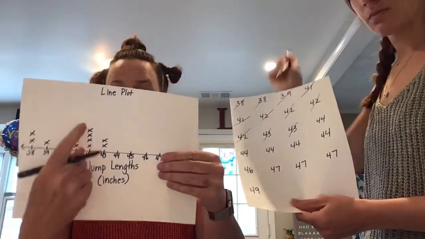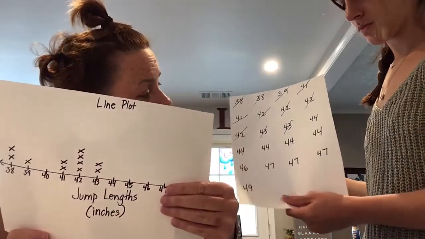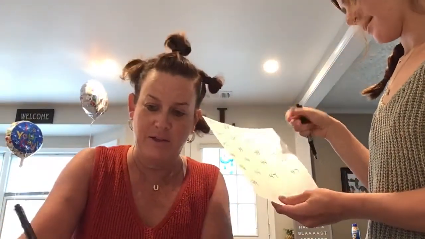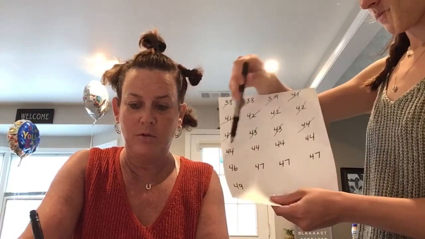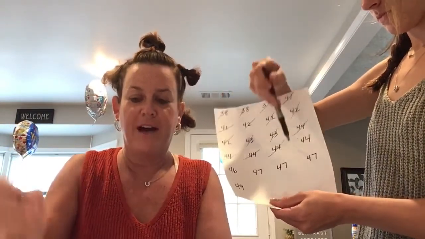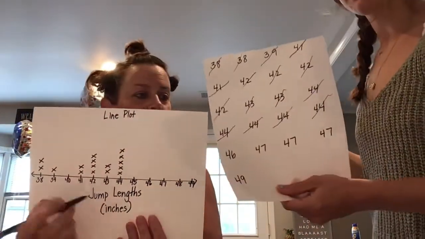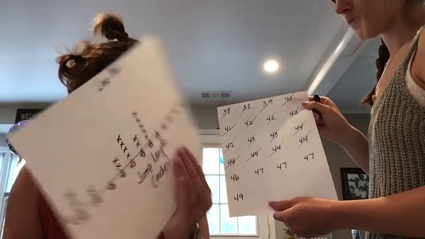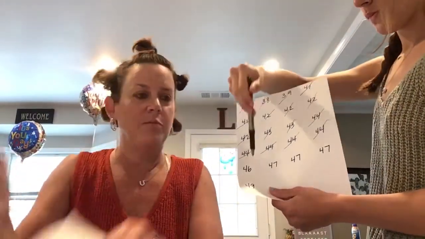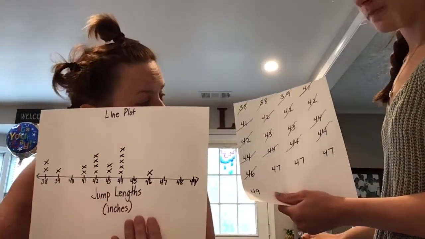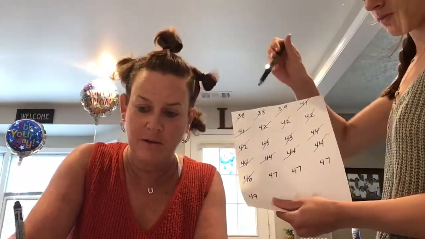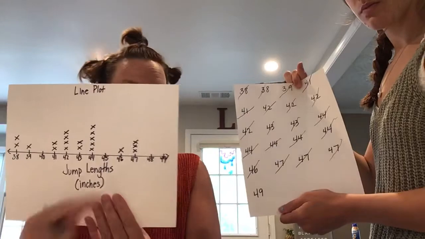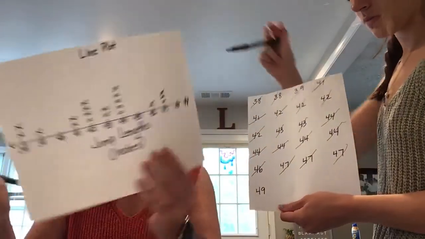Let's see where I am here. I did the 4 there, the 2 there. 44, there's 1, 2, 3, 4, 5, Julia? Is that right? Yeah. 5, so I'm doing 1, 2, 3, 4, 5 X's up on my 44. 45, there's nothing, so I leave that blank. 46, there's just one, so I put one X above the 46. 47, there's 3, so 3 X's to represent those 3 data points. There's nothing for 48, and there's 1 for 49.